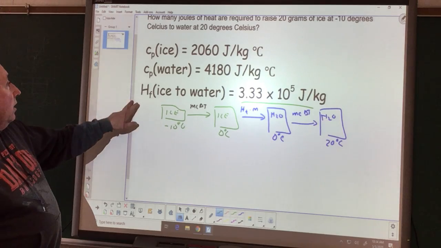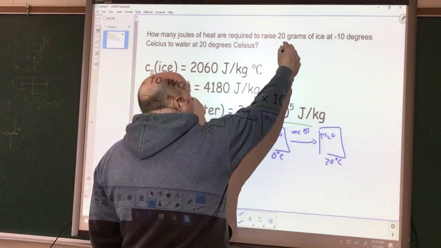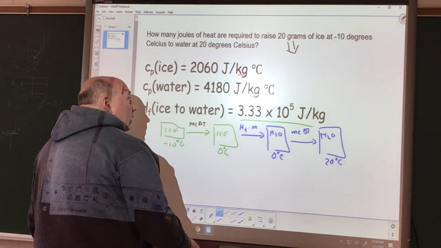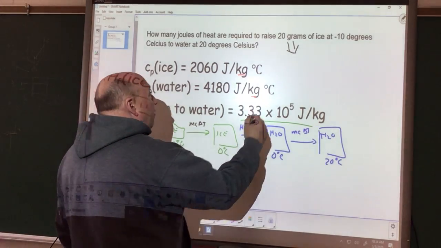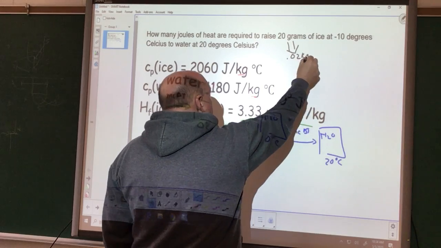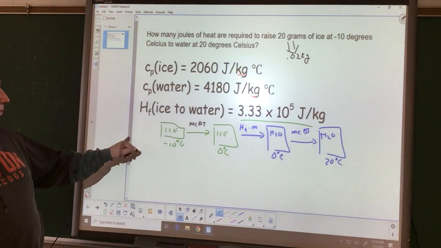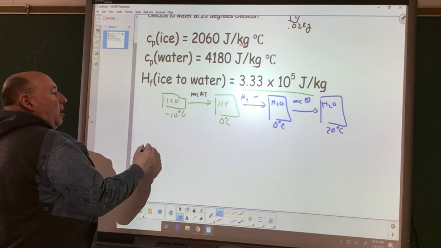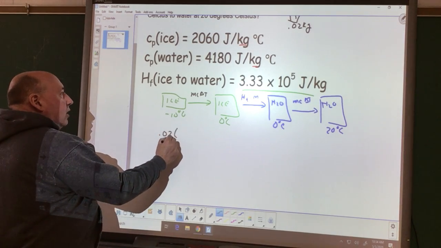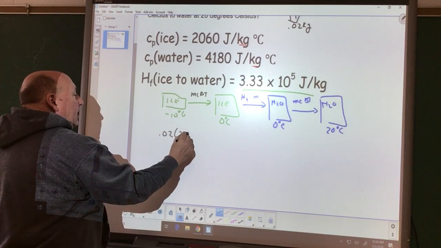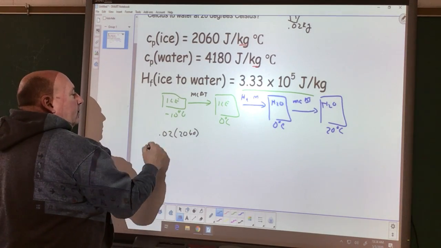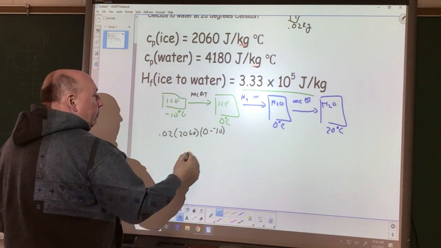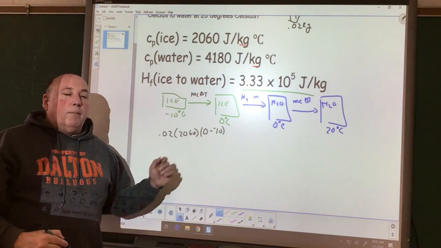We have a mass of 20 grams. We need to make sure, because we're dealing with units of kilograms here, that we get into kilograms. So we have 0.02 kilograms as our mass. To find the number of joules for our first step, we have our mass, 0.02, our specific heat for ice, which is 2060, and our delta T is final minus initial.